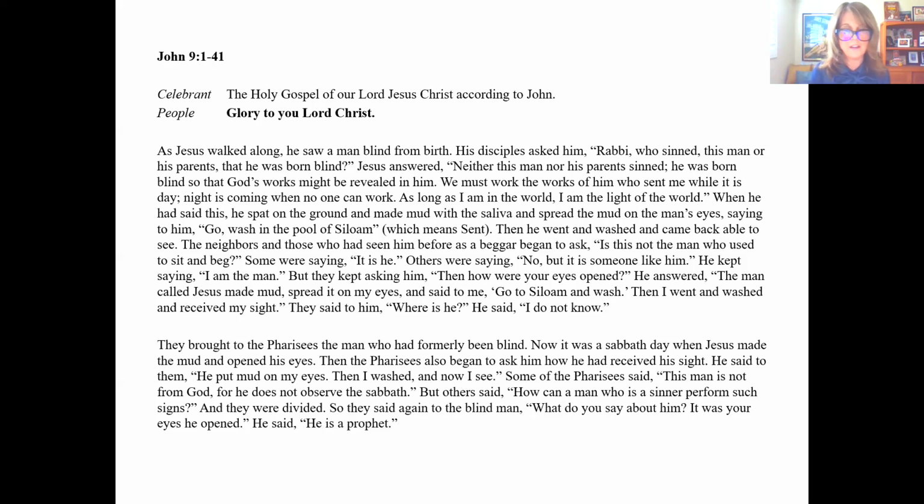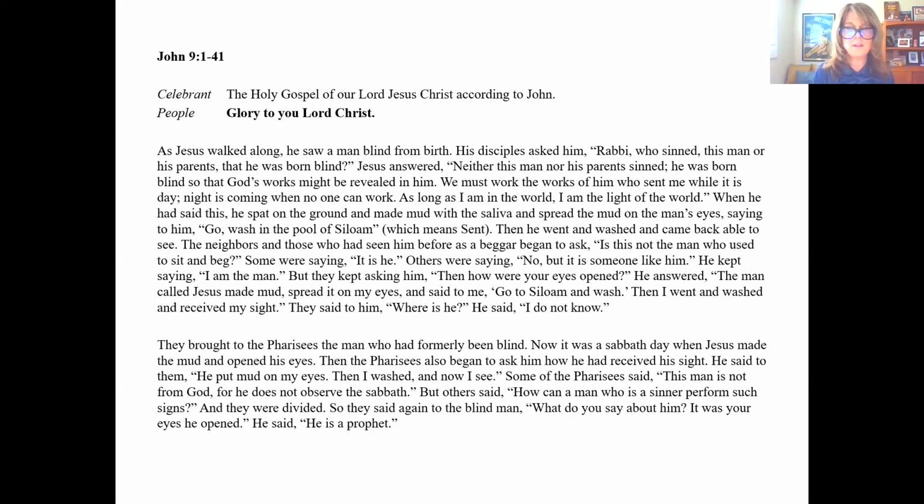The Jews did not believe that he had been blind and had received his sight until they called the parents of the man who had received his sight and asked them, "Is this your son, who they say was born blind? How then does he now see?" His parents answered, "We know that this is our son, and that he was born blind. But we do not know how it is that he now sees, nor do we know who opened his eyes. Ask him, he is of age. He will speak for himself."